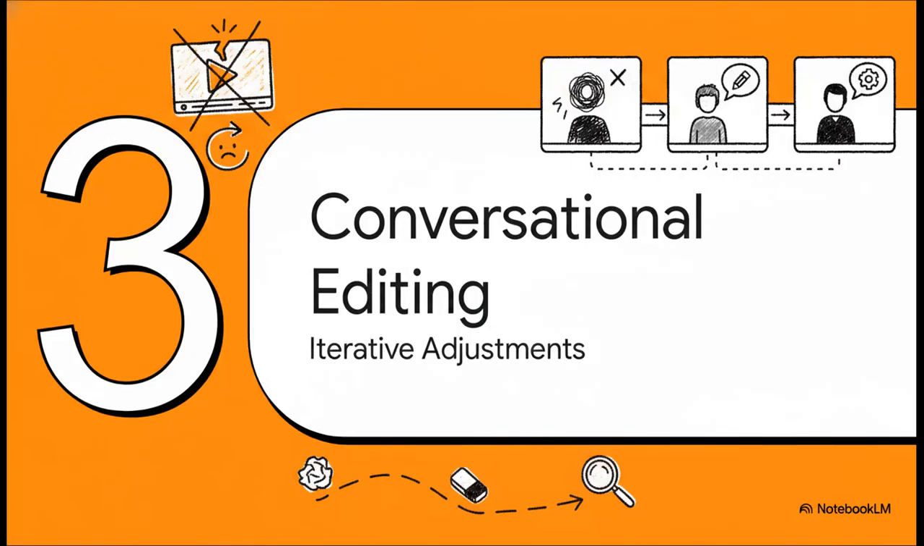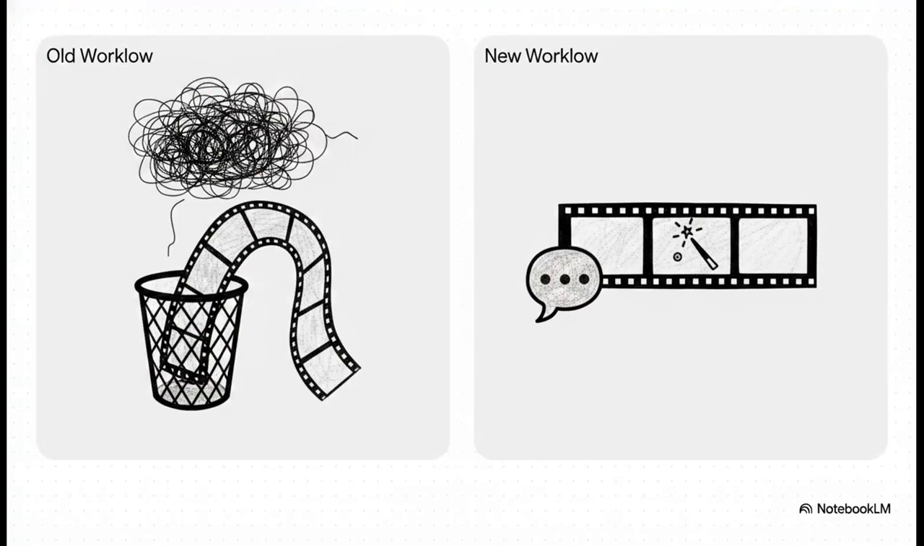Which brings us to section 3, conversational video editing. Iterative, chat-based micro adjustments. Historically, AI video has had this massive, frustrating pain point. If you made a typo or if just one tiny detail was off, you had to re-roll the entire thing and lose your original shot completely. Well, conversational editing changes all of that.